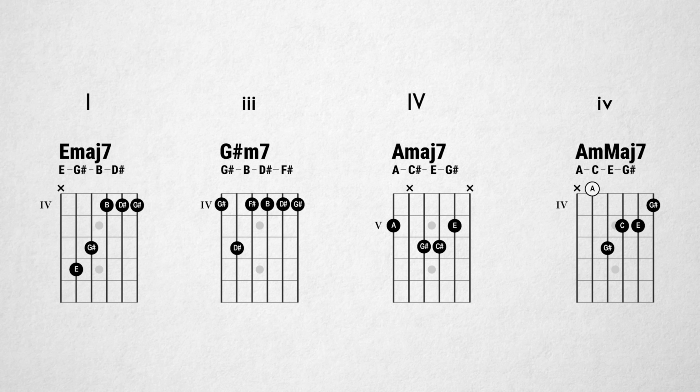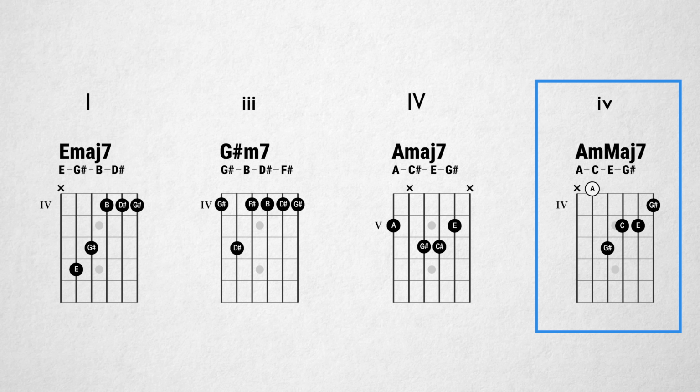Now let's listen to the minor Plagal cadence in E major with an A minor major 7th chord on the 4th degree.